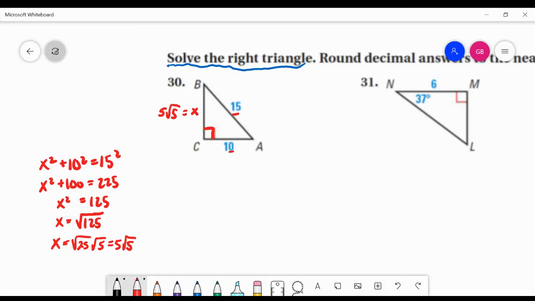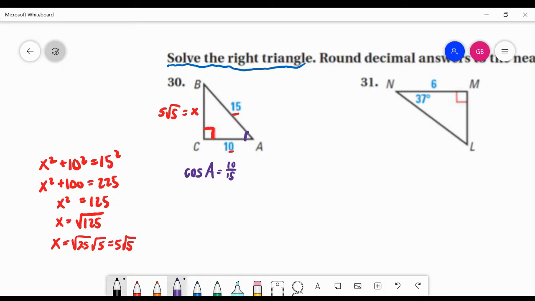Let's start off with angle A. For angle A, the 10 is adjacent to it, and the 15 is the hypotenuse. So the trig ratio that uses adjacent and hypotenuse is the cosine. So the cosine of angle A is 10 over 15. I just stated it.